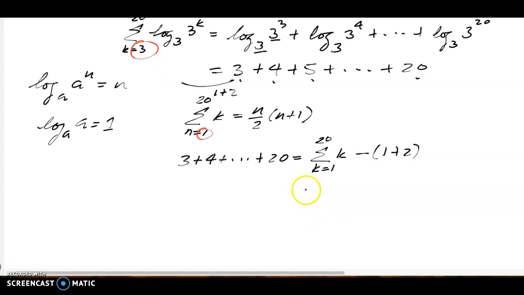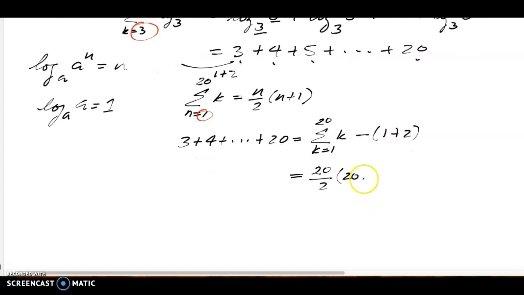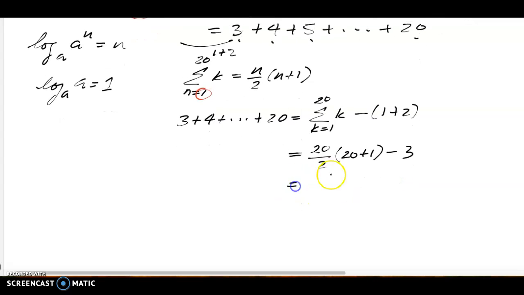So, well, that's really easy because all this is what we just saw. We got 20 over 2 times 20 plus 1, and then minus 3. Let me think here. 20 plus 1, well, that's just 21, right? 10 times 21, well, that's 210, minus 3. Well, look at that. It's 207, and we're done.